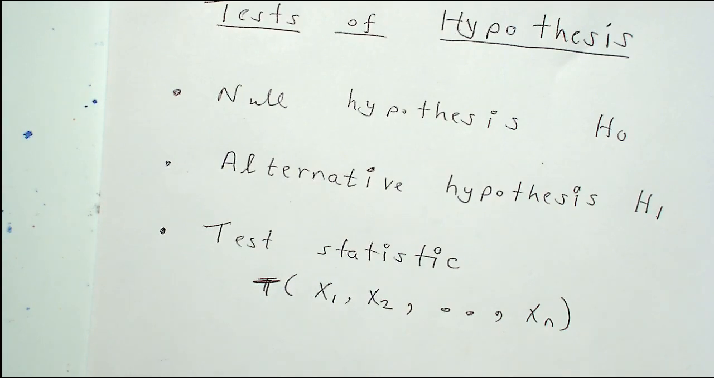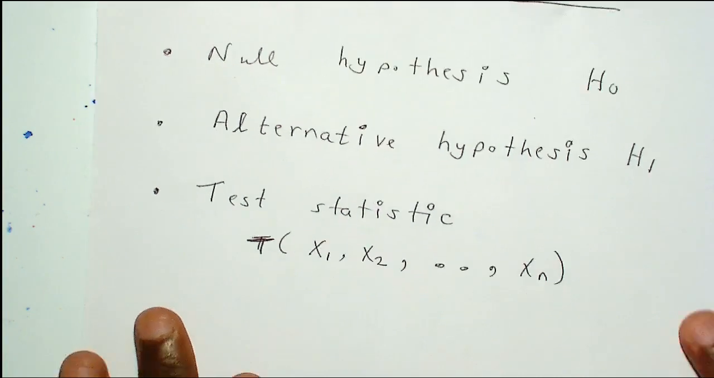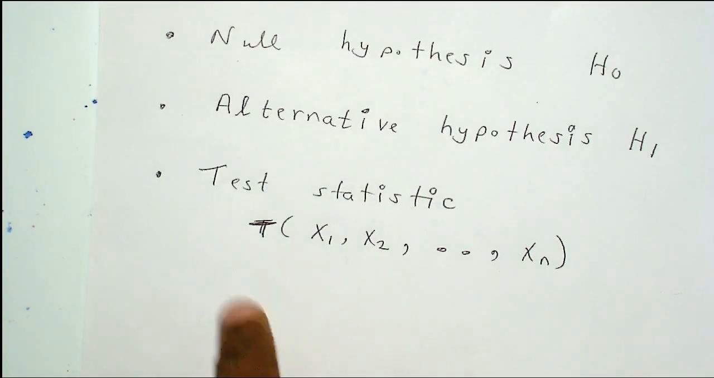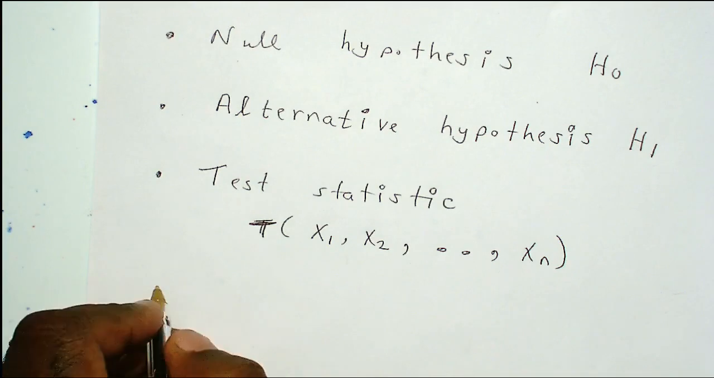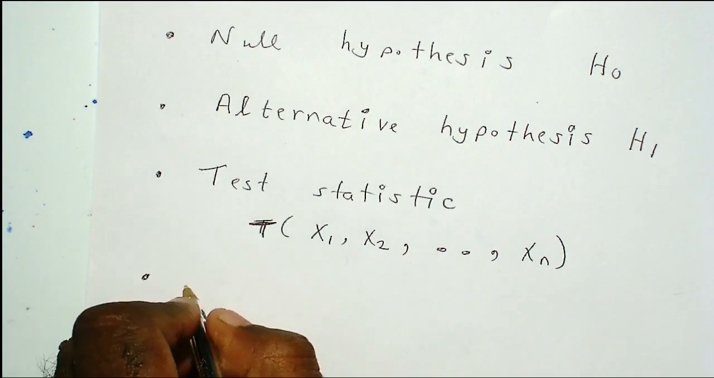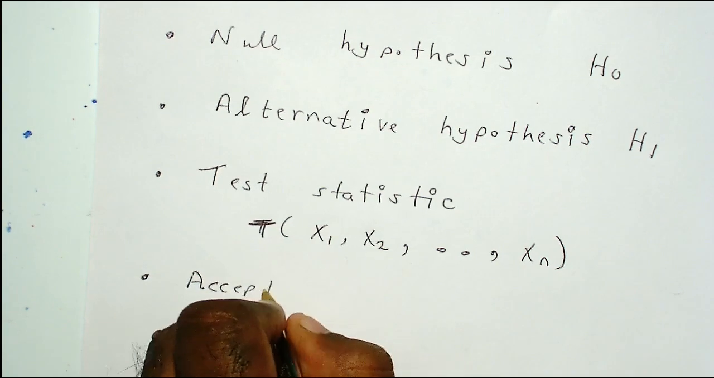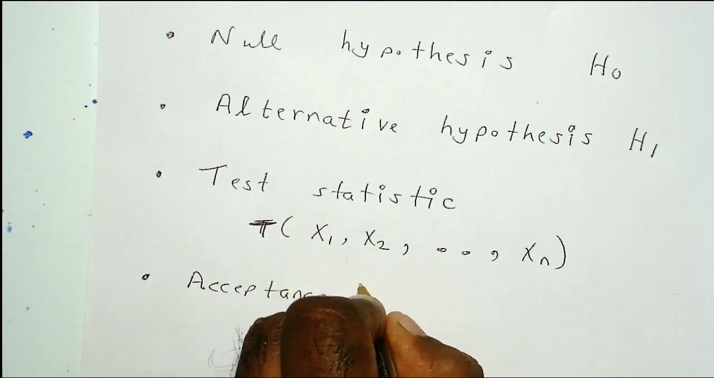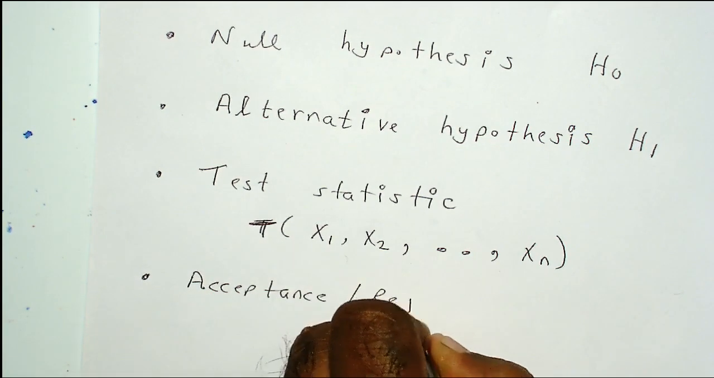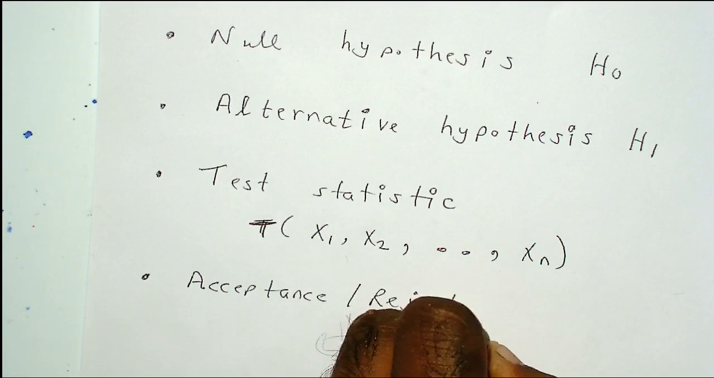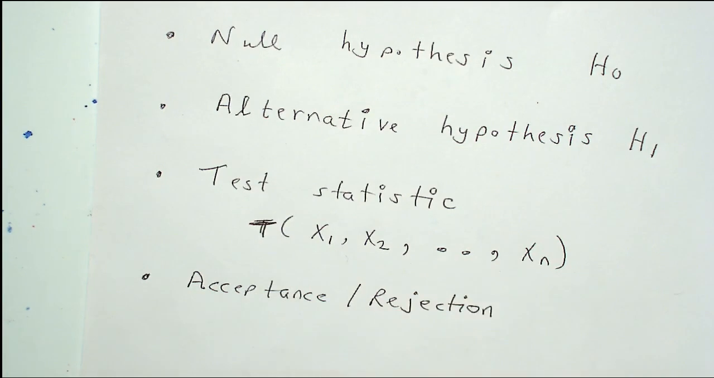And this function is used to determine whether to reject or not to reject the null hypothesis, right? I described this in more detail yesterday, in the lectures which you attended. The next one is the acceptance and rejection region.